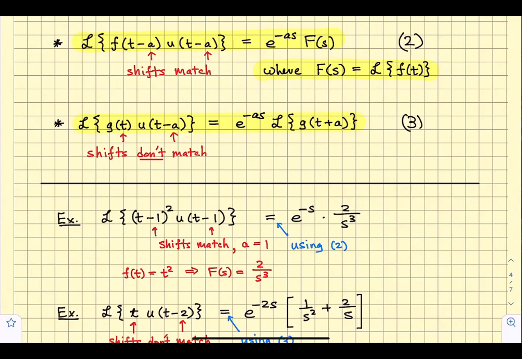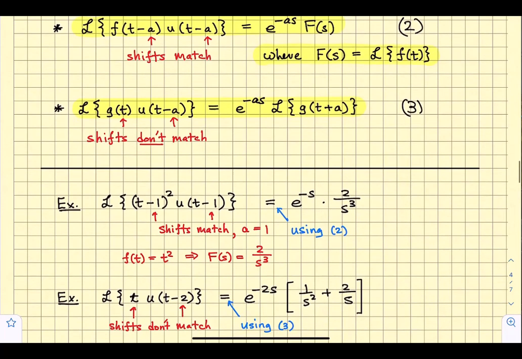A little bit more challenging is what if the shifts don't match? Suppose we have the Laplace transform of something like t times u of t minus 2. We have a shift of 2 here, we have no shift here, so the shifts don't match, so we're using the g version of our theorem, equation 3. The way to think through this is we have to spot what our shift is. Our shift here is a equals 2. Now we need to calculate the Laplace transform of g of t plus a.